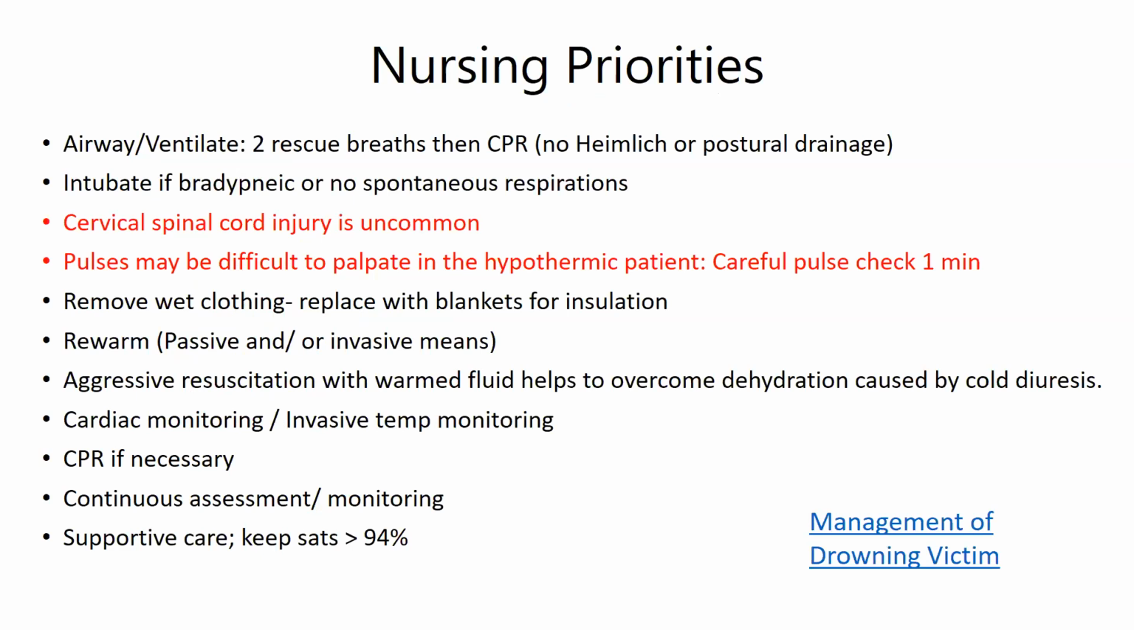Nursing priorities: airway, breathing, circulation. Airway, ventilating, 2 rescue breaths, then CPR. No Heimlich or postural drainage for these folks. Intubate if they're breathing slowly, poorly, or have no spontaneous respirations. Cervical spine cord injury is uncommon, but when suspected, that has to be cleared first.